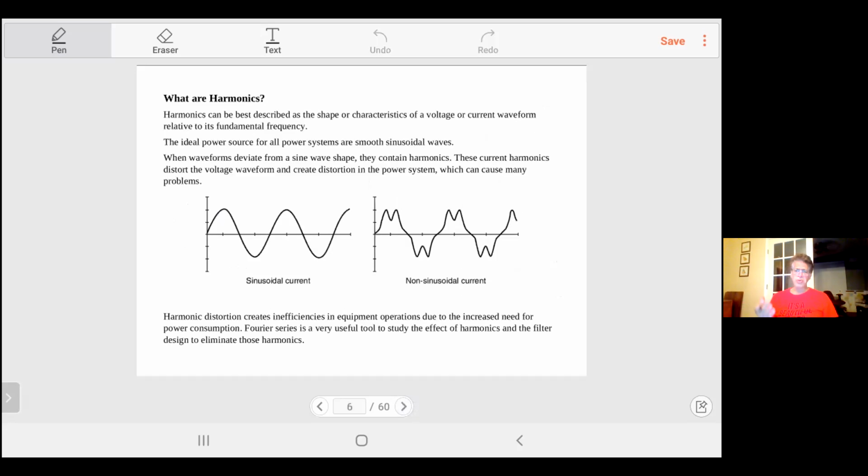So what's a harmonic? I already started in the previous slide to tell you what a harmonic is. When you have non-sinusoidal current or non-sinusoidal voltage, you see the distortion here. It's not purely sinusoidal. That's the effect of harmonics. It means there are some components that have frequencies that are multiples of the fundamental, the harmonics.